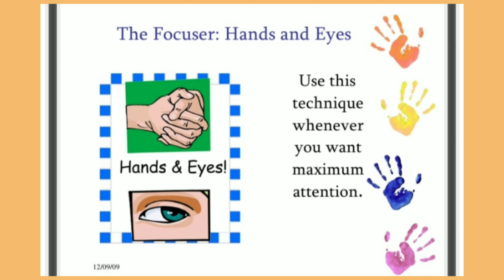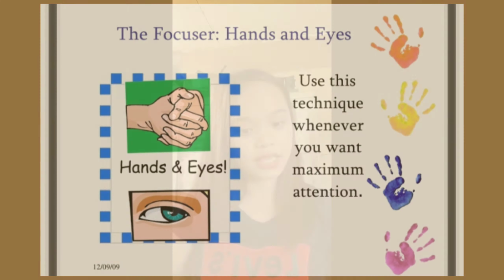Focuser, Hands and Eyes. Use this technique whenever you want maximum attention. Hands and Eyes is the focuser when you teach a lesson and then you realize that your students are not listening to you. I still remember when I was in grade school, my teacher always did this when she said, "Hands and eyes." We automatically clap our hands like this, and then we put our hands in our lap, and then we stare at her and listen to her.